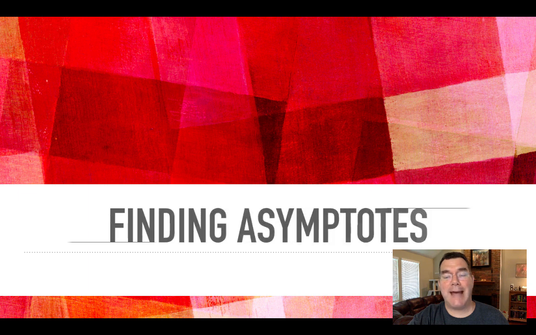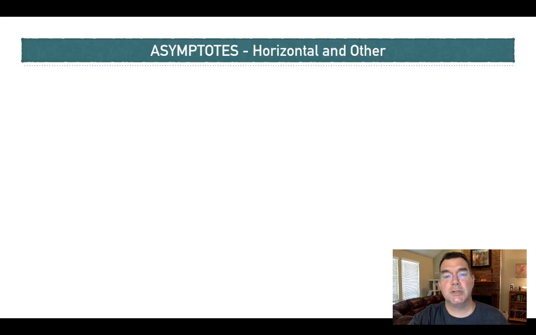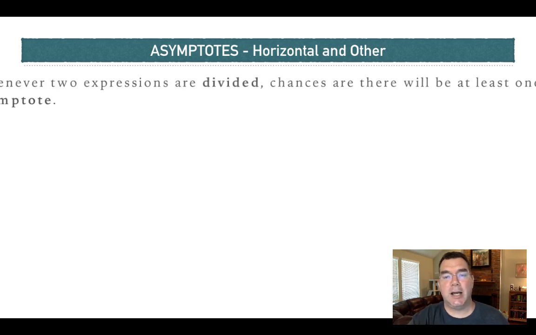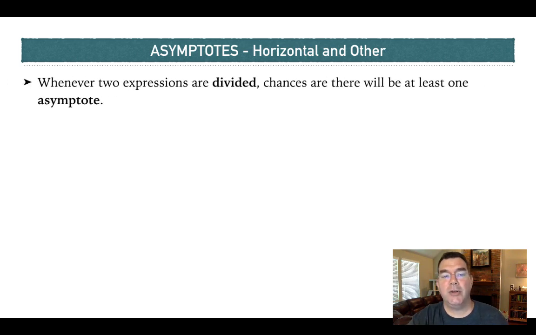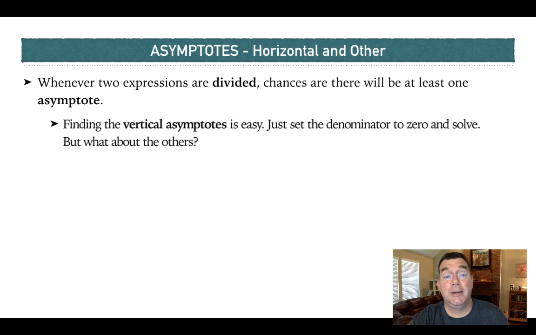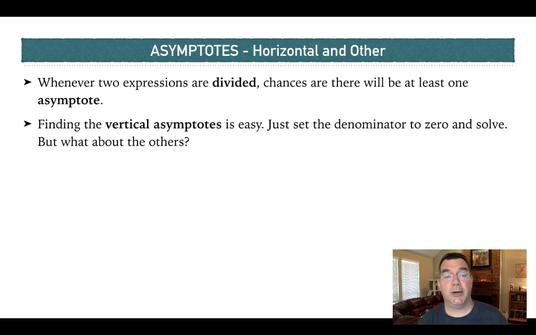Hello again. We are continuing our discussion of limits by talking about how to find asymptotes of functions. So let's begin. We're looking at horizontal and other asymptotes. Whenever you have two expressions that are being divided, chances are there will be at least one asymptote. And you can figure out when that will and won't happen, depending on what your denominator is.